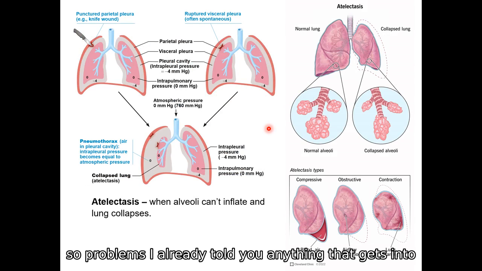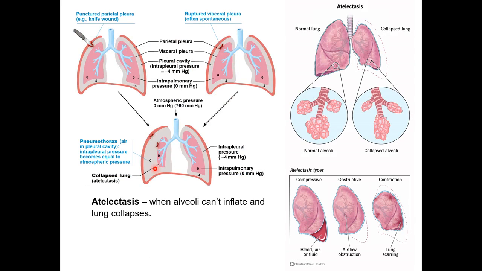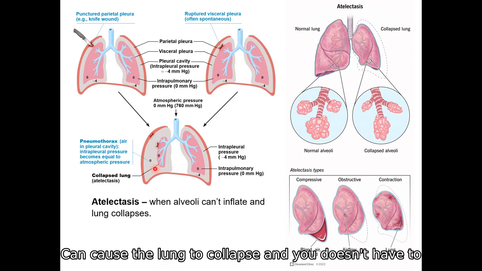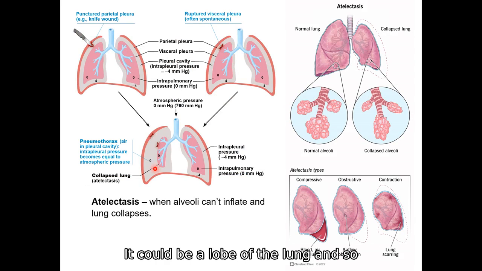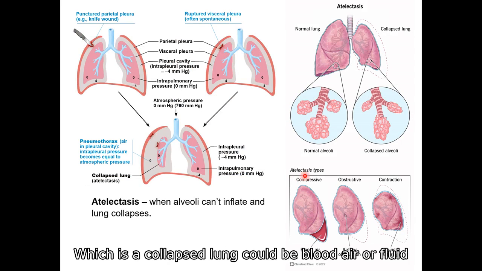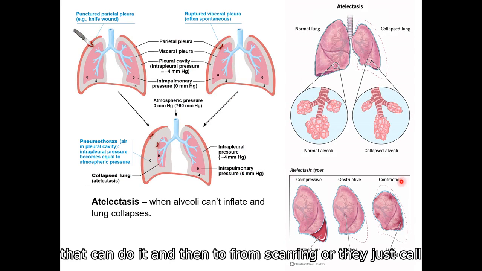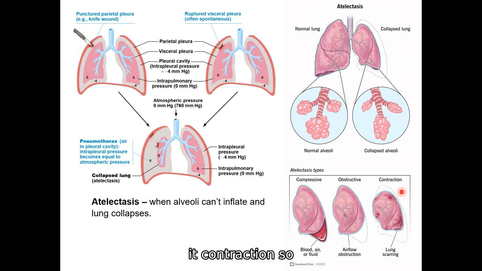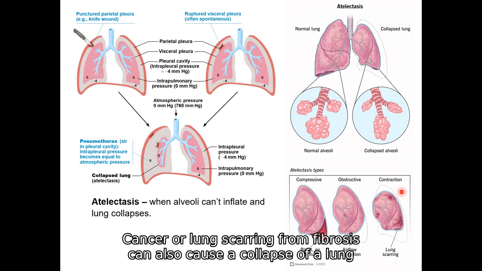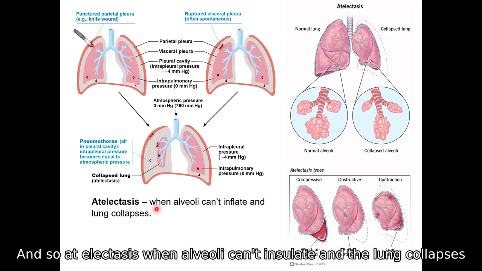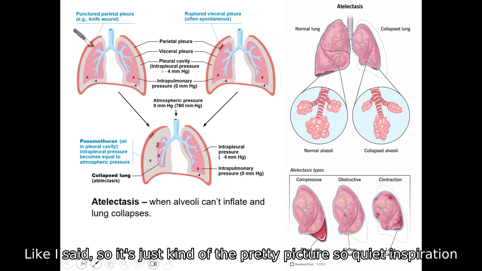So problems, I already told you, anything that gets into this space, the pleural cavity, can cause the lung to collapse. And it doesn't have to be the whole lung, it can be just a segment of the lung, it could be a lobe of the lung. So compressive types of atelectasis, which is a collapsed lung, can be blood, air, or fluid. You can also have a collapsing lung if there are blocked airways. And then two, from scarring, or they just call it contraction, so cancer or lung scarring from fibrosis can also cause a collapse of a lung. And so atelectasis is when alveoli can't inflate and the lung collapses.